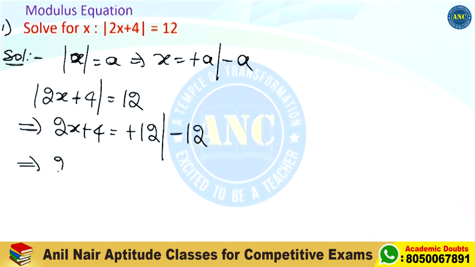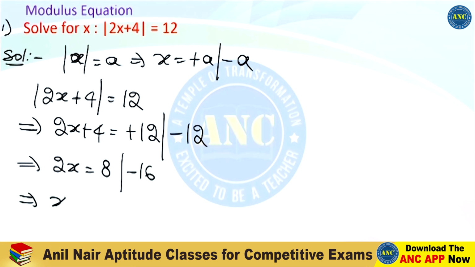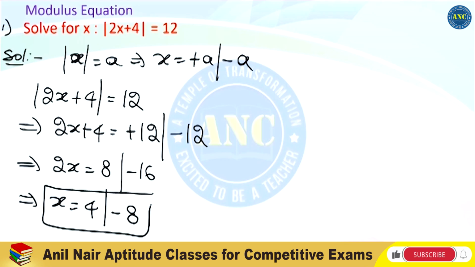So 2x is nothing but 12 minus 4, 8. Minus 12 minus 4, minus 16. So x is nothing but 4 or minus 8. If you substitute, you will also get the left hand side equivalent to right hand side. 2 4s are 8, 8 plus 4 is 12. 2 into minus 8 is minus 16, minus 16 plus 4, mod of minus 12 equivalent to 12.